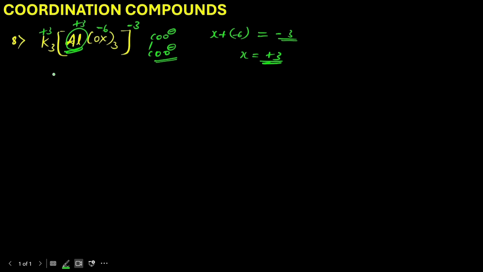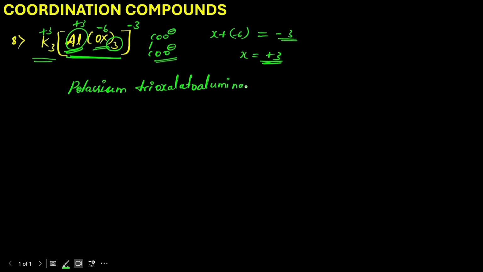Now we will start writing the name. First we have to write the cation. Therefore, we have to write potassium. Potassium, space. Next we have to write the name of the coordination pair. Here we have to start with the oxalato ligand. How many oxalato ligands are there? 3 oxalato ligands. Therefore, the prefix tri is used. Okay, trioxalato. Since it is an anionic complex, it is aluminate. What is the oxidation number? It is +3. Therefore, it is potassium trioxalatoaluminate(III).